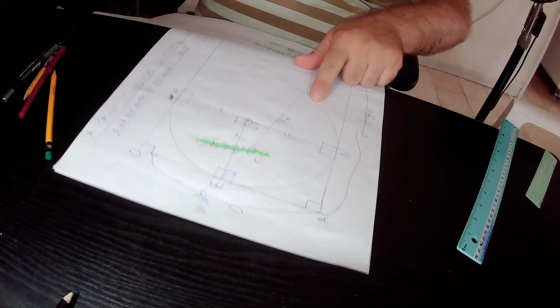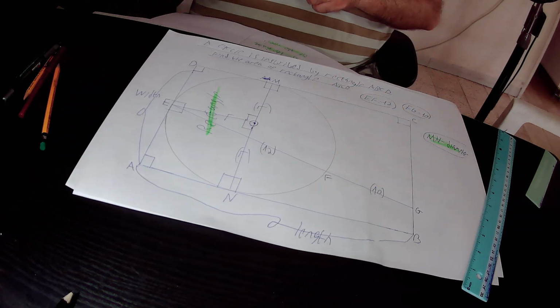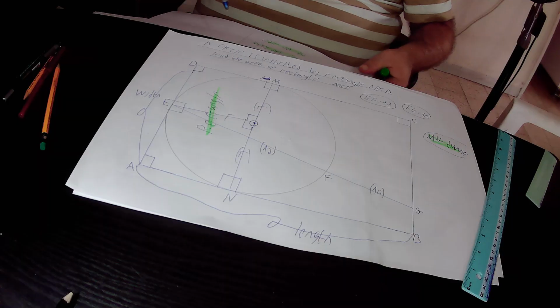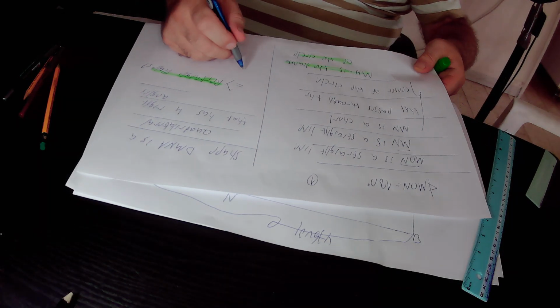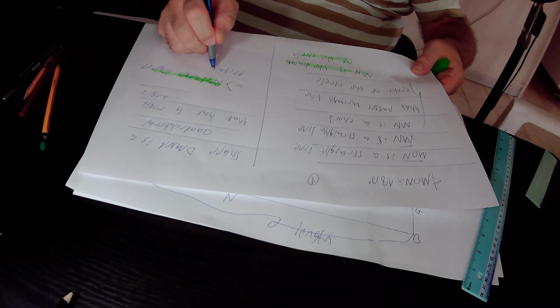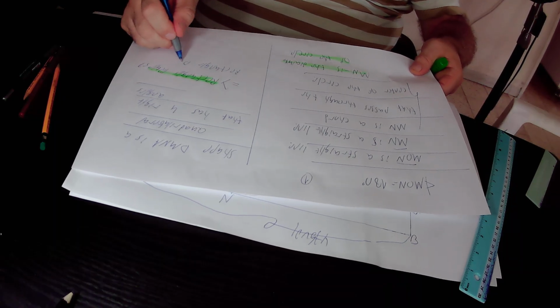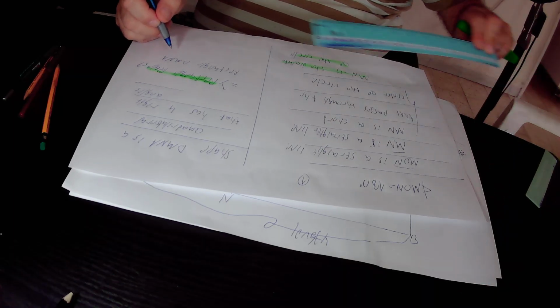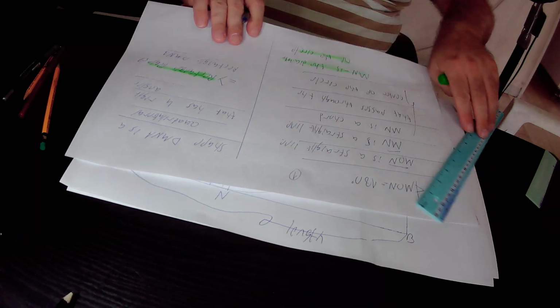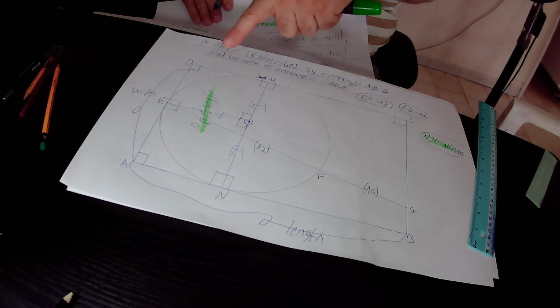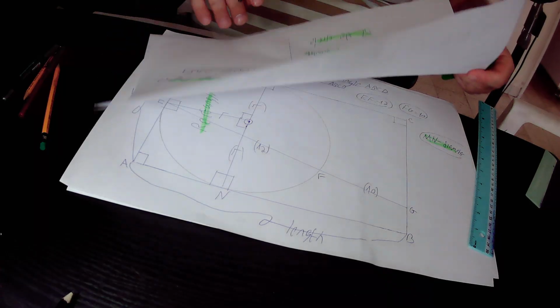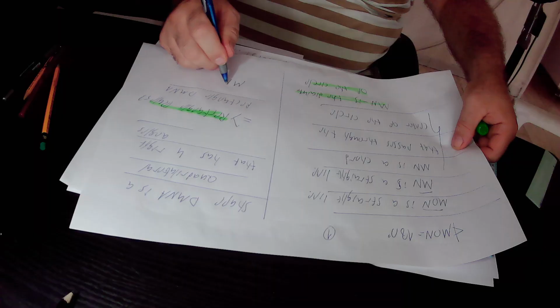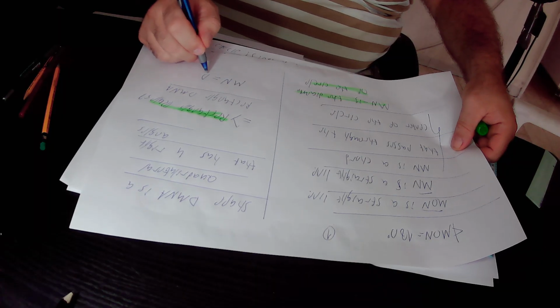But we also know that the opposite sides of a rectangle are equal to each other. So in the big rectangle DMNA, side MN must be equal to the opposite side DA.